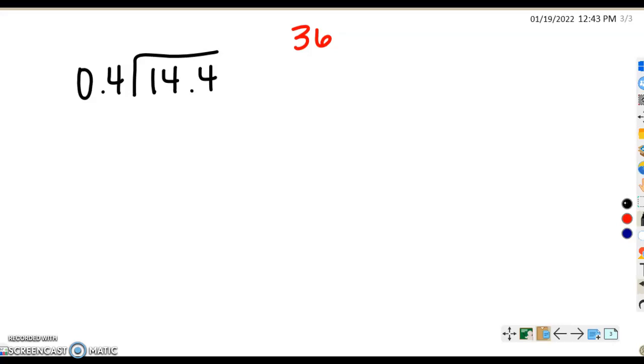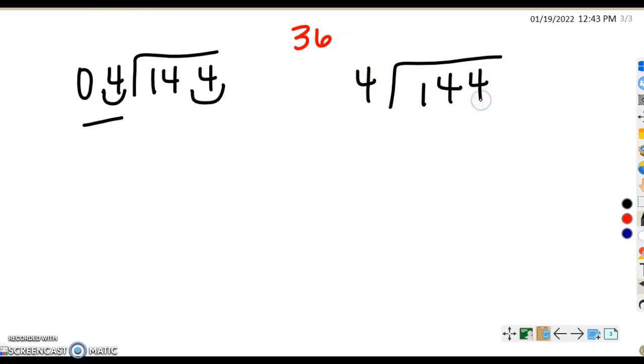Okay, hopefully you paused and solved the problem, so here you're back. Can't have a decimal in the first number. We gotta move it, make that a 4. Whatever we do to the outside, we have to do the same thing to the inside. So now we have 4 divided into 144.